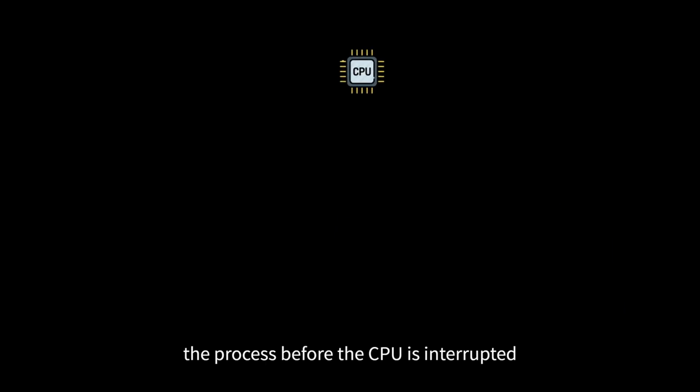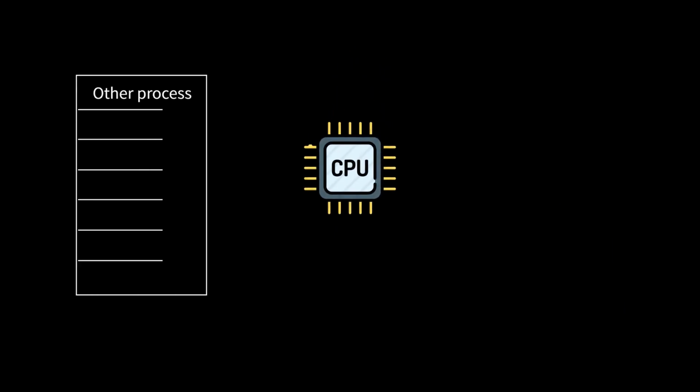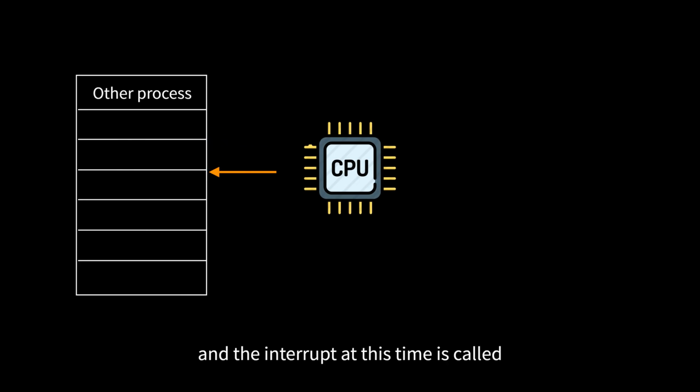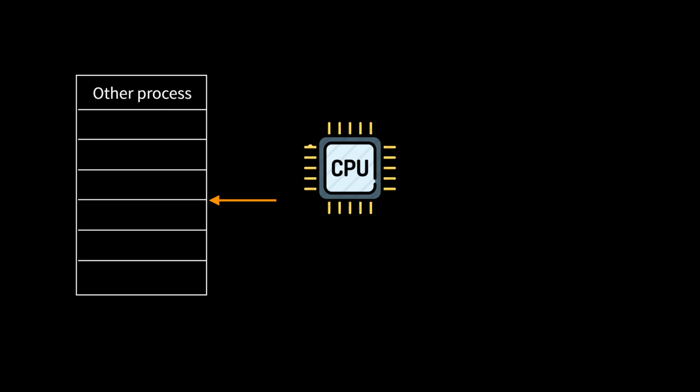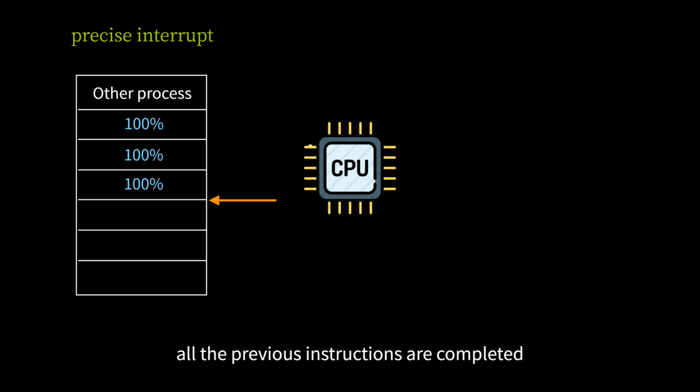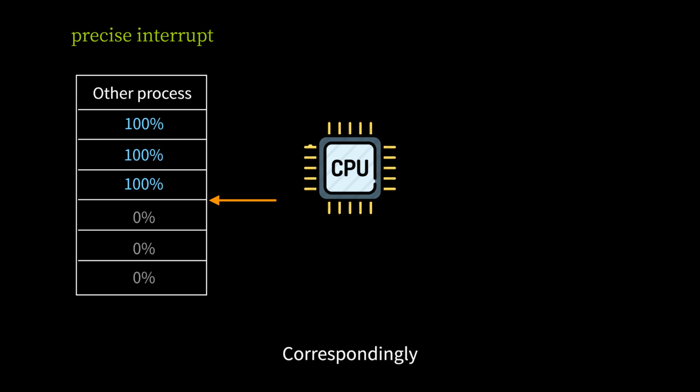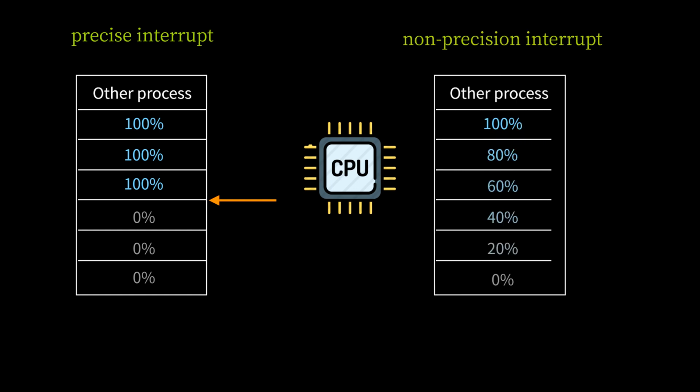Then, the process before the CPU was interrupted is executed line by line during execution. And the interrupt at this time is called a precise interrupt. That is, when it is interrupted, all the previous instructions are completed, but none of the following instructions have started. Correspondingly, there is the non-precise interrupt.